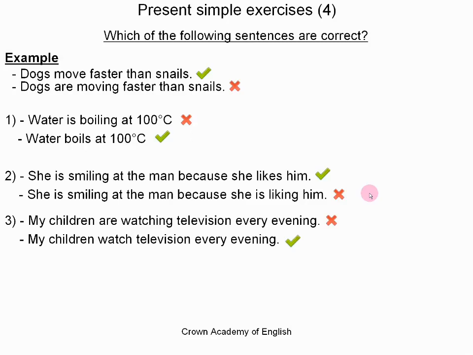We are describing what my children do every evening. So we must use the present simple tense. We are describing something that happens regularly. So we must not use the present continuous. We must only use the present simple. So we can only say that my children watch television every evening. That is correct. Question 4.